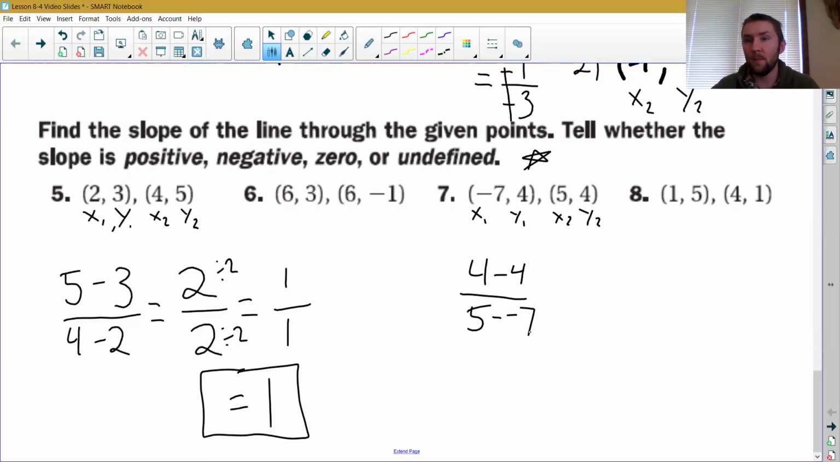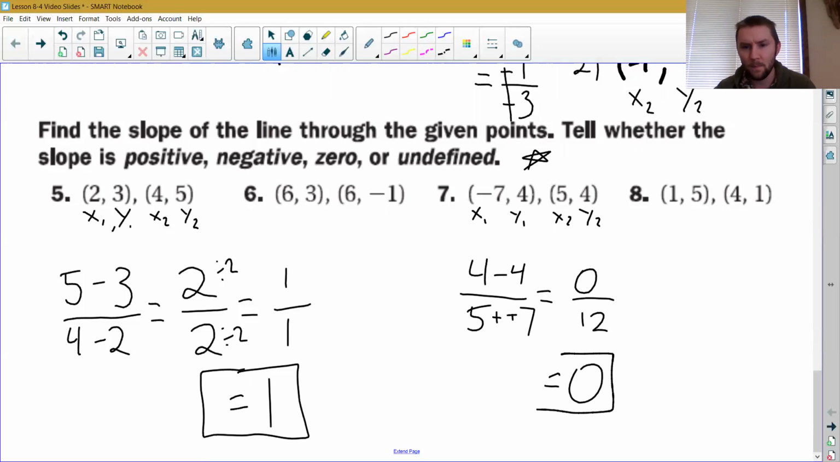Okay, so here's something to note. Notice that the bottom with my x's says 5 minus -7. When I minus a negative, that really changes to plus a positive, right? So do remember that the bottom is now going to be a 12. The top, 4 minus 4, well, that's 0. So 0 over 12 is like 0 divided by 12, and that is a slope of 0. Right? So my slope here is 0.